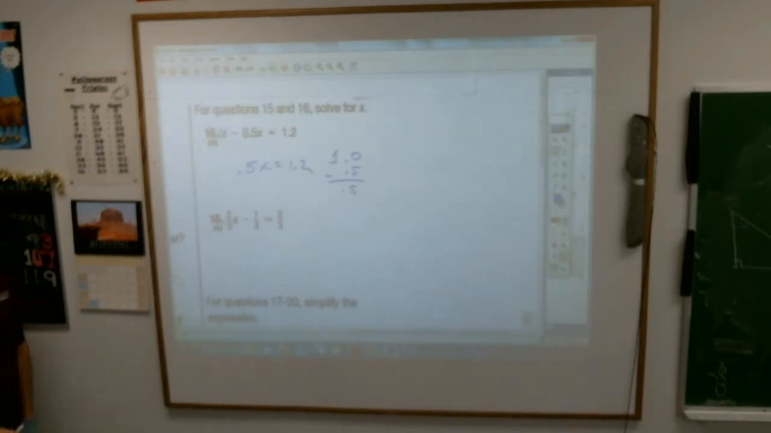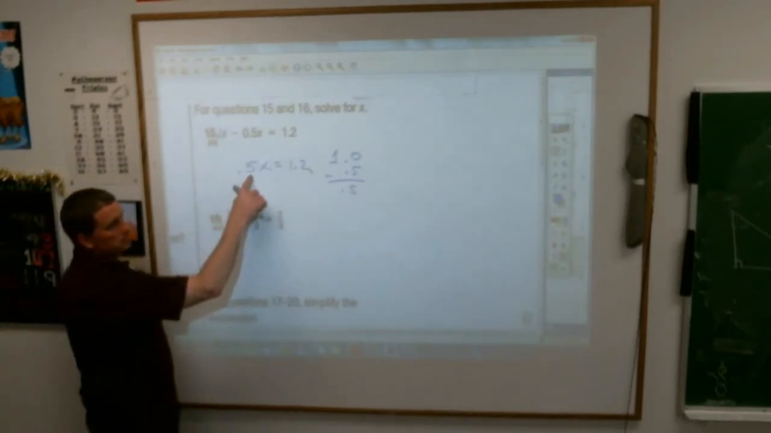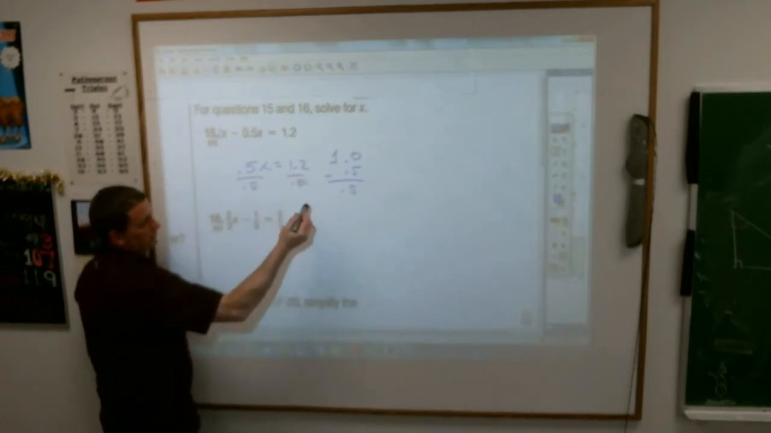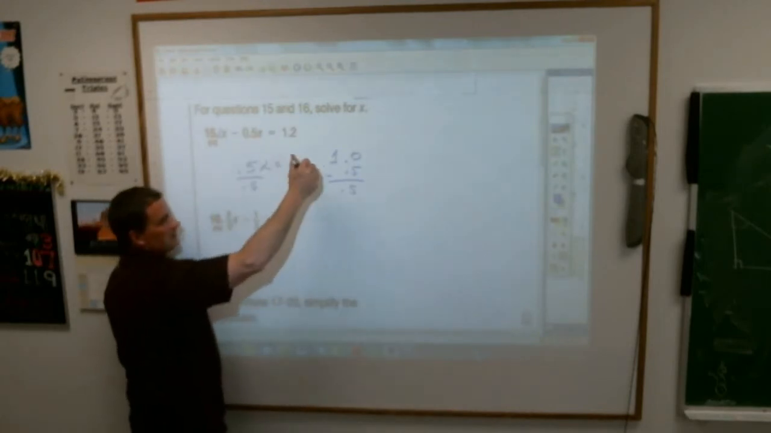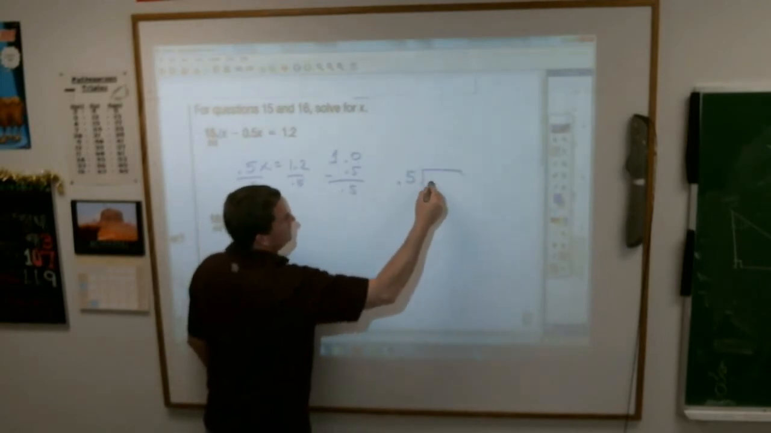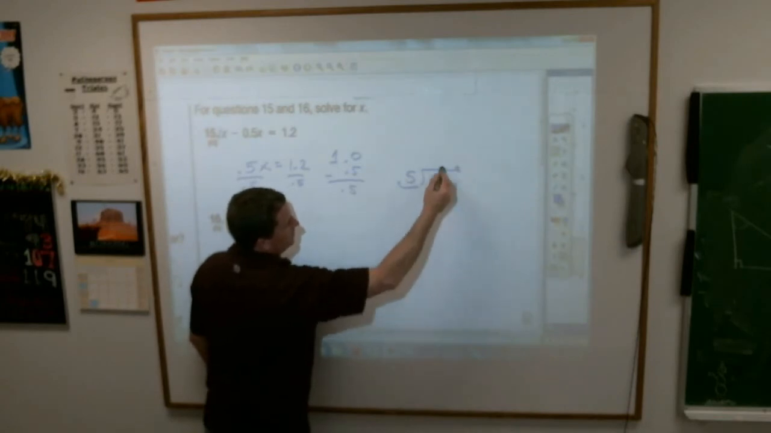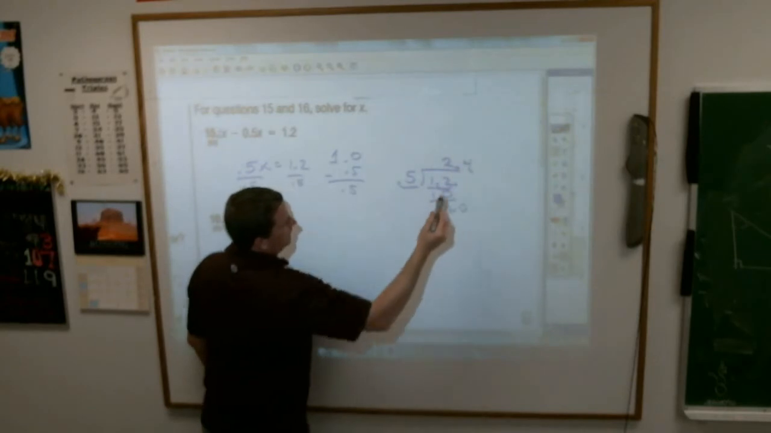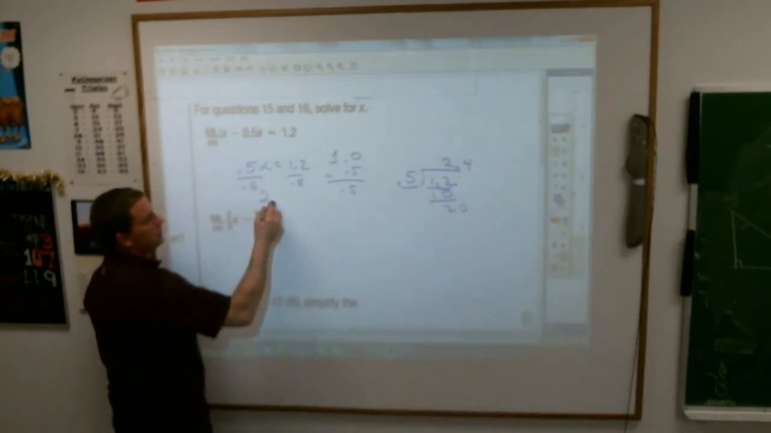Ariel, I'm going to divide by 0.5. And you have to actually do this out. If the equation is in decimal form, please put your answer in decimal form. So it's 0.5 into 1.2, move the decimal, move the decimal. 5 goes into 12 twice, it's 10. 5 goes into 20 4 times, so it's 2.4.